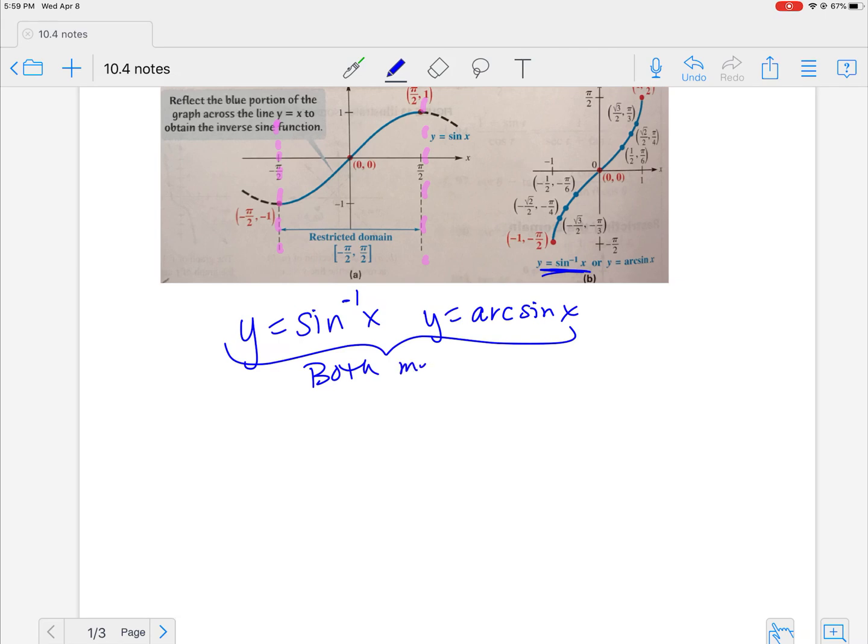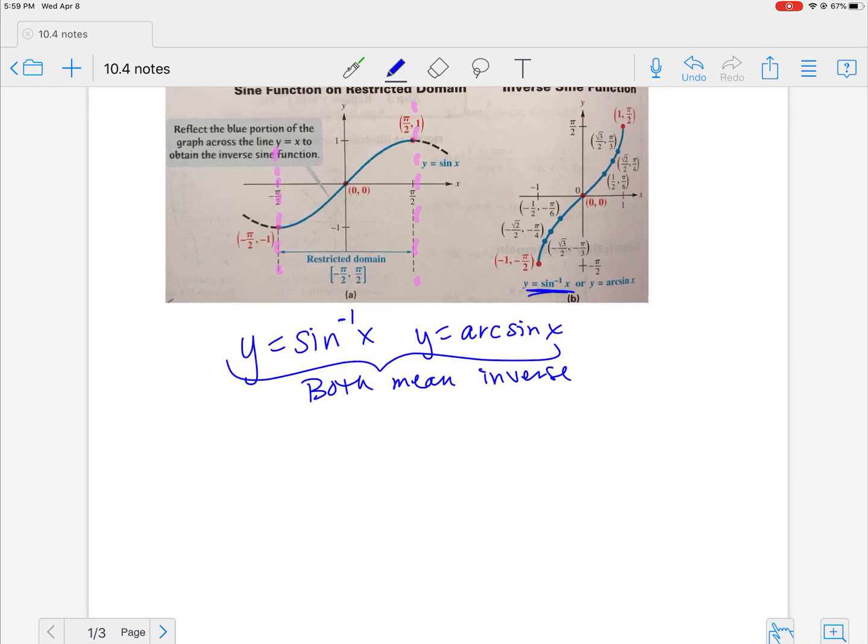Another way you can write it is arc sine. So sometimes you see an inverse trig as arc sine, and sometimes you see it with that negative 1. Both mean inverse. So it's just two different ways to write my inverse trig. All right? Okay, now, here's the deal.